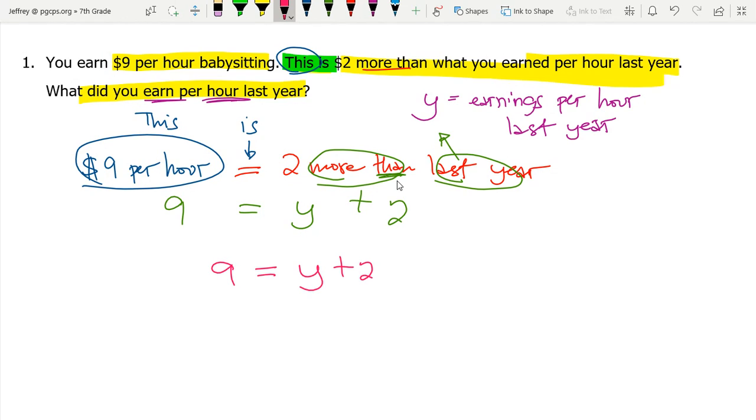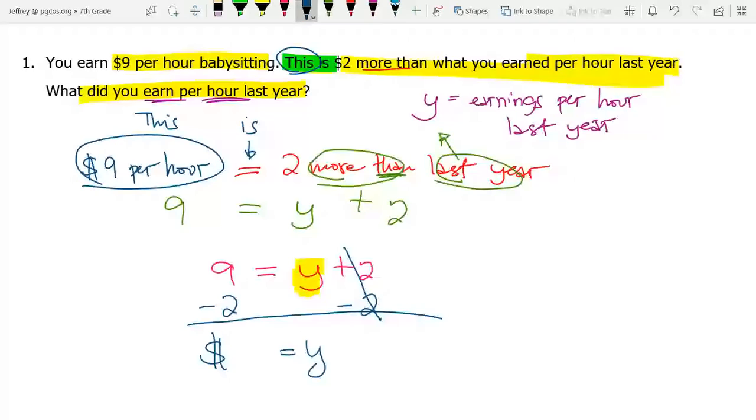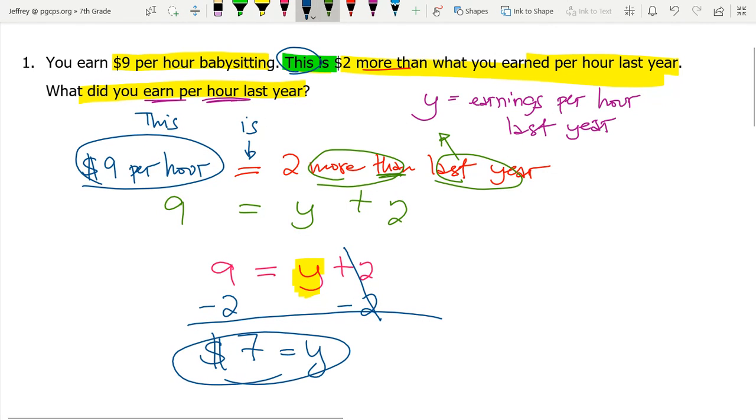Now these two are equal. Now let's solve this. So we need to isolate y by using the inverse operation of plus 2. So you are going to subtract 2 on one side and subtract 2 on the other side. So these two numbers are opposite, so that's a 0. So y is equal to $7. So that means your earnings from last year was $7 per hour. Easy, right? Now let's try to do number 2.